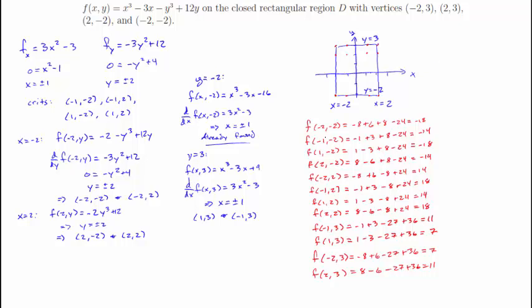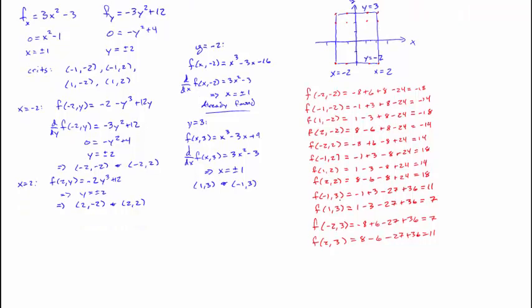So f(-2, -2) equals negative 18. f(-1, -2) equals negative 14. f(1, -2) equals negative 18. f(2, -2) equals negative 14. f(-2, 2) equals positive 14. f(-1, 2) equals positive 18. f(1, 2) equals 14. f(2, 2) equals 18.